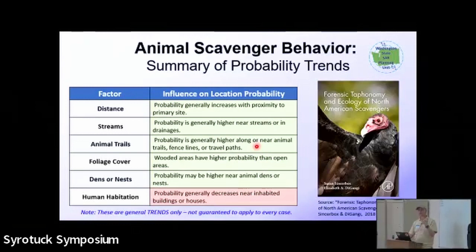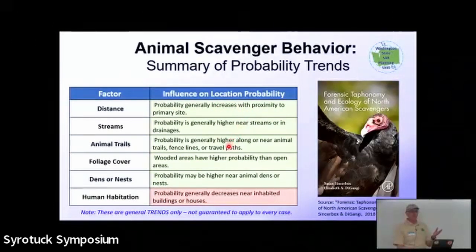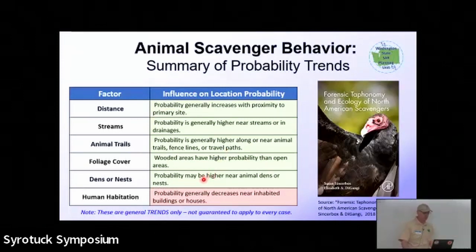So if you're thinking about the impact of animal scavenging, there's probably an increase with proximity to your primary site. Also increased probability along streams, drainages, trails, fence lines. For example, coyotes will move along fence lines. And if you can find them, certainly it might be higher near animal dens or nests.